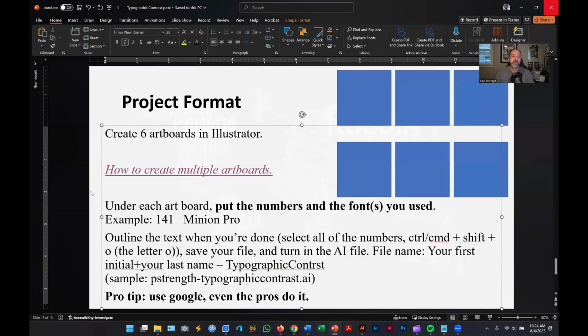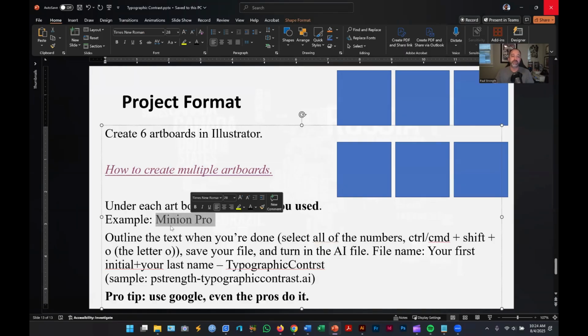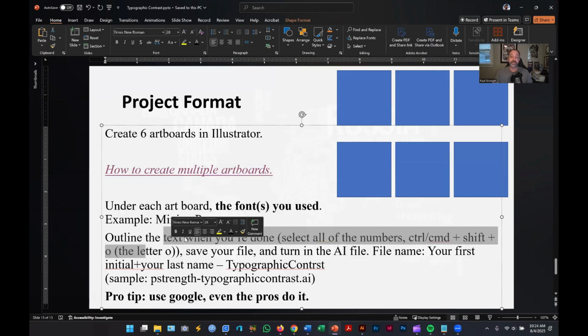All right. And then under each artboard, I want you to put the font. Okay, I don't really need to see the numbers. We're going to change that up. Thank you for humoring me. And so I'm just going to take that out. There we go. Yeah, perfect. Okay. So the example is Minion Pro. I like Minion Pro. Guess what? This is not Minion Pro. It's a serif font. Then what I need you to do is outline the text.